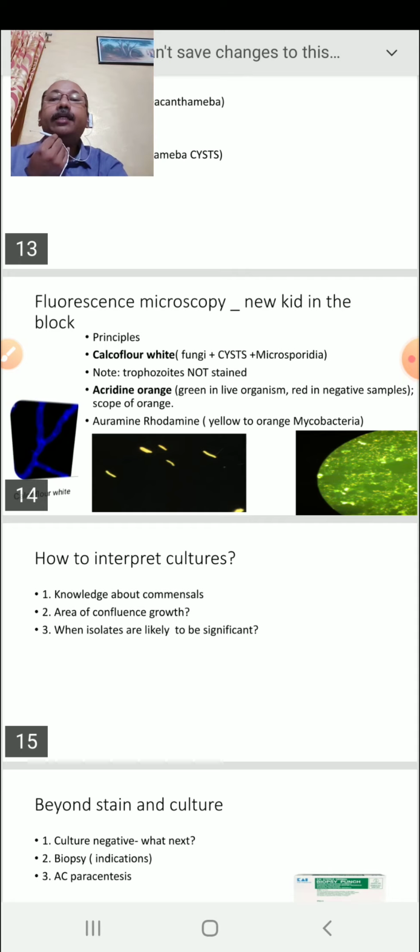Now comes the acridine orange. It shows green color in live organisms and red in dead organisms. In slide number 14, in the right hand side picture, you will see an acridine orange smear. In the middle picture of slide number 14, you can see yellow to orangish mycobacteria demonstrated. This stain is called auramine rhodamine stain.